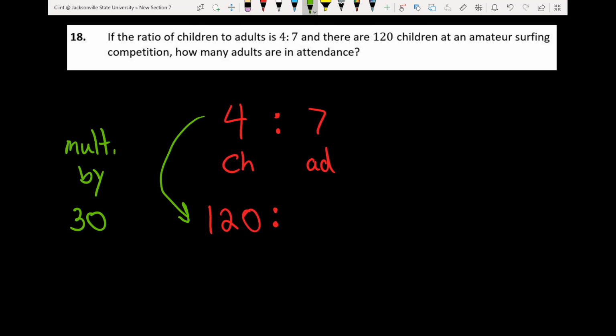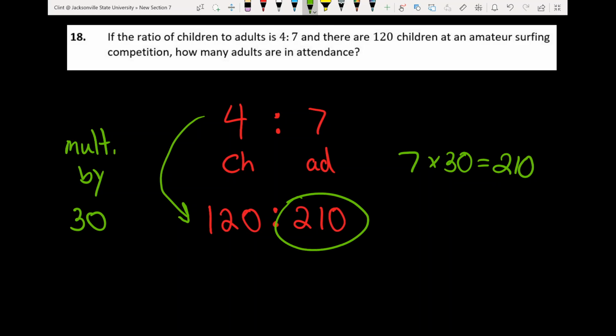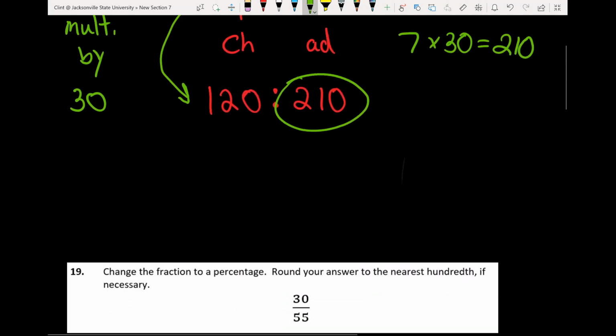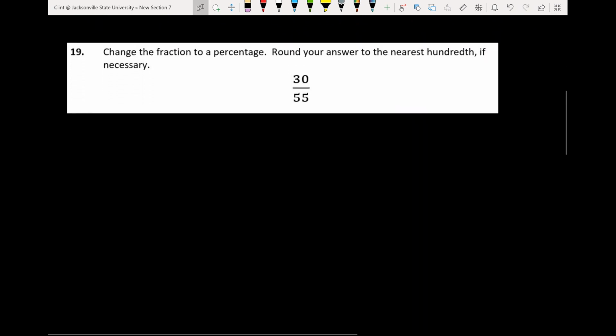So to figure out how many adults there are, we just do the same thing, but we're starting with 7 this time. So we'll do 7 times 30, and that will give us 210. So how many adults do we have? 210. And if you want to check it, you can take 120 to 210 and simplify that, or 120 over 210 if you'd rather write it as a fraction, and simplify that, and you should get 4/7. 210 adults.